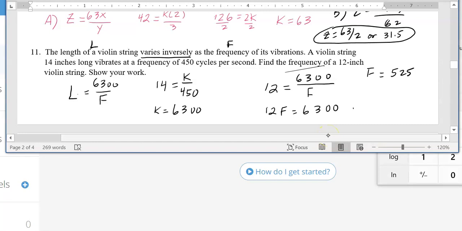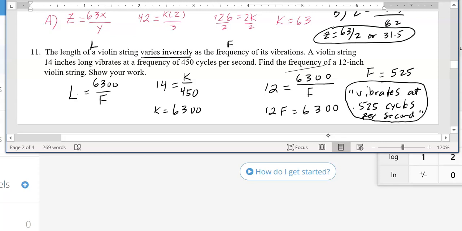Okay, and to put it into context, a word problem should be answered with words. It vibrates at 525 cycles per second. And there's your answer for number 11.